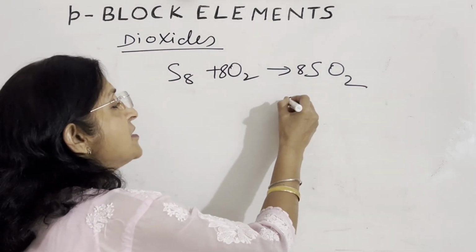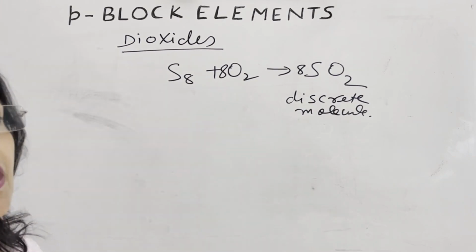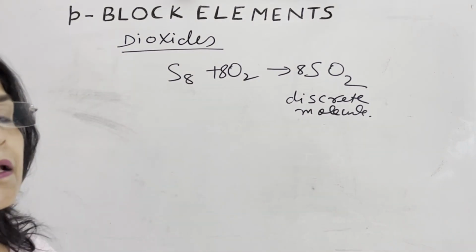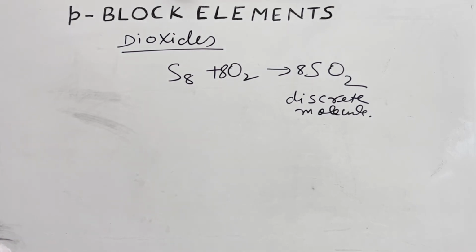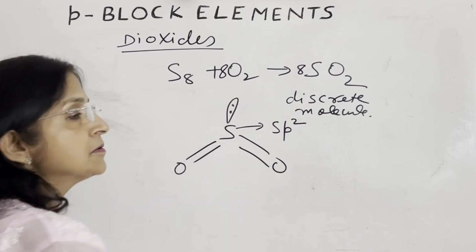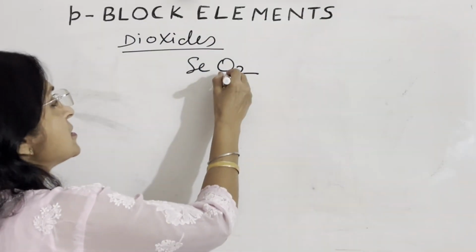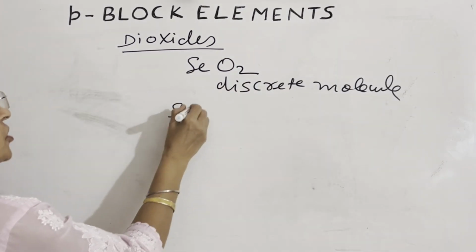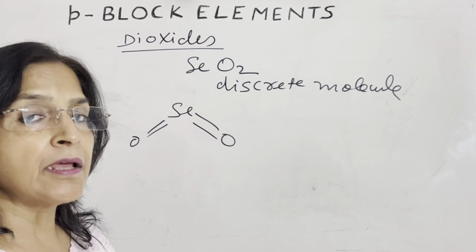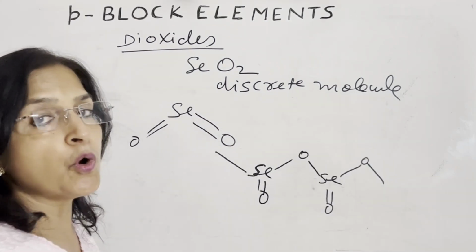Sulfur dioxide exists as a discrete molecule even in the solid state; van der Waals forces of attraction between molecules are very weak. Sulfur dioxide has an angular structure and sulfur is sp2 hybridized. Selenium dioxide in the gaseous state exists as a discrete molecule, but in the solid state selenium dioxide has a non-planar polymeric structure. This is the non-planar polymeric structure.